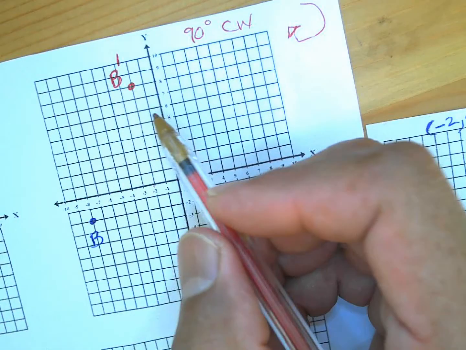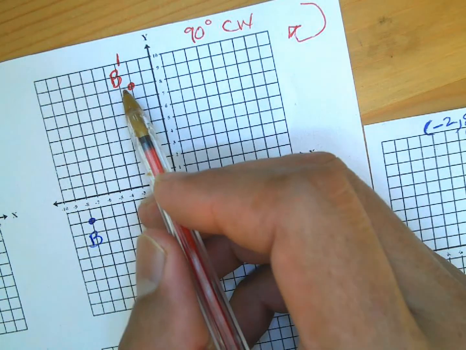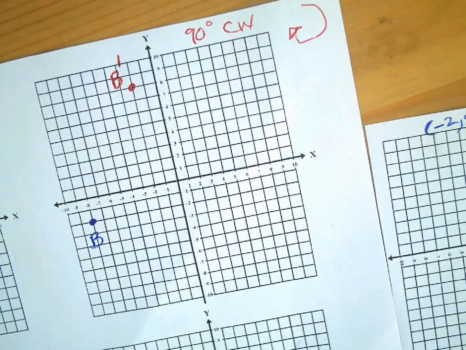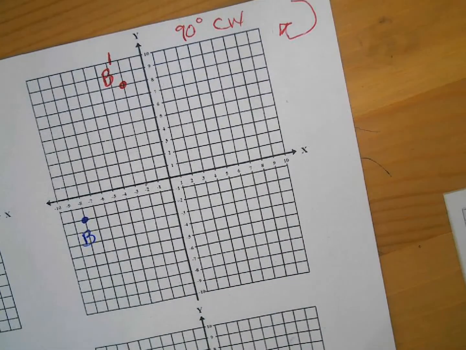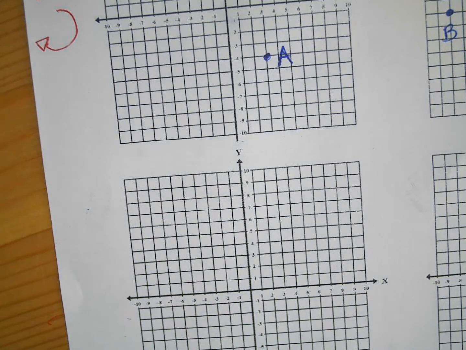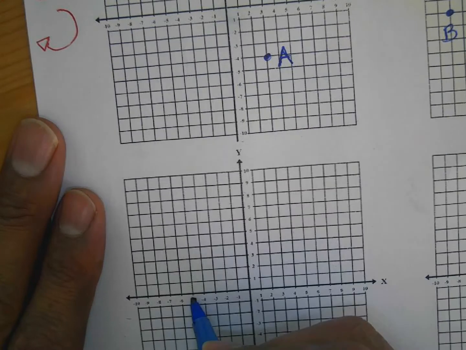And then if they just ask you to graph it, you graph it. If they ask you for the coordinates, well, you give them the coordinates. Okay? That is rotating clockwise. All right, let's do a couple counterclockwise.